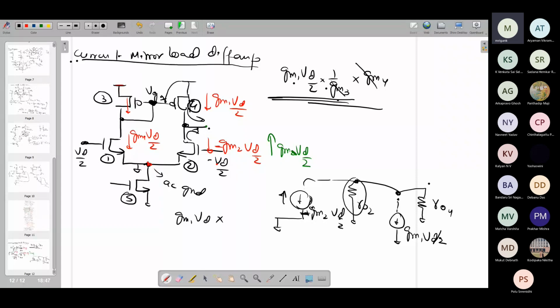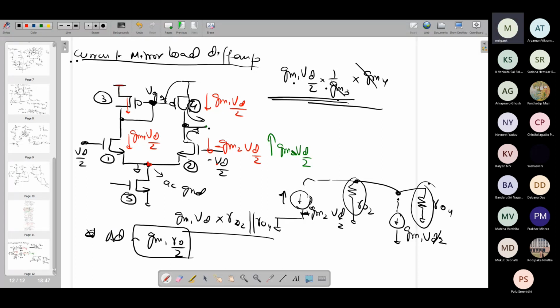The overall small signal current goes into the output impedance, which is a parallel combination of this and this, which is RO by 2, RO2 parallel RO4. I can call it approximately RO by 2. So this is the overall gain, gm1 RO by 2 from the input to the output. So this is the differential gain AD for this stage. This is clear how the gain is coming. This is simpler than the previous stage. Previous stage we had more stages.